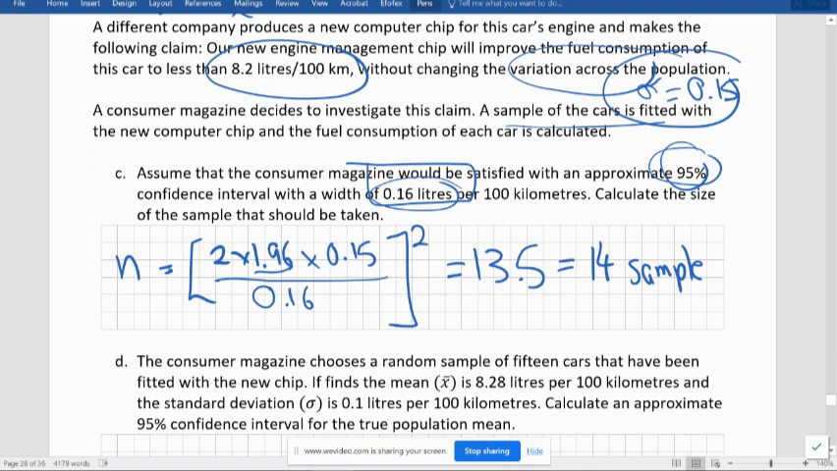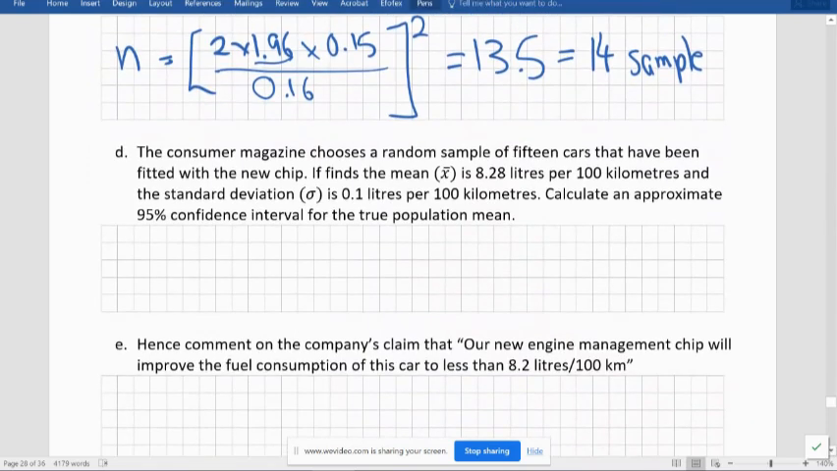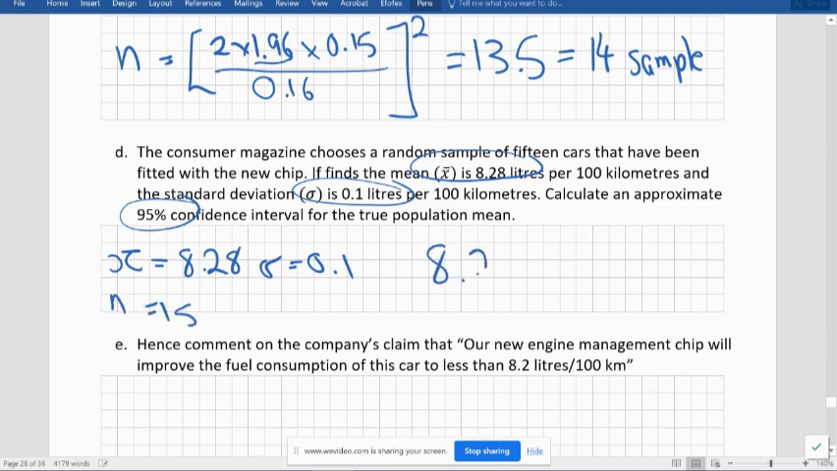Remember I said before about rounding, it isn't really clear here, but we'll just round up every time, okay, when in doubt. The consumer magazine chooses a sample of 15 cars, okay, that have been fitted with the new chip. It finds the mean is 8.28, so there is our x bar, and the standard deviation is 0.1 litres per 100. Calculate the approximate 95% confidence interval. All right, so let's just put them in our calculator. So we'll put in our standard deviation of 0.1 and the n value of 15, and we'll create a confidence interval as such.